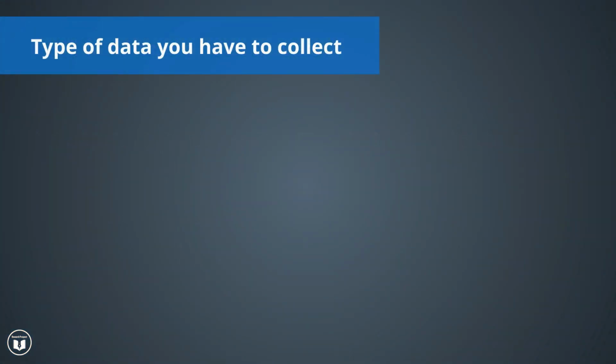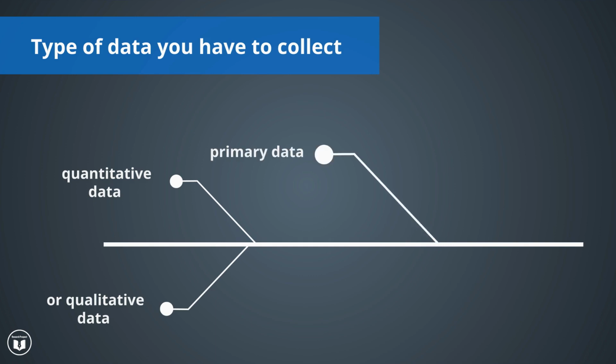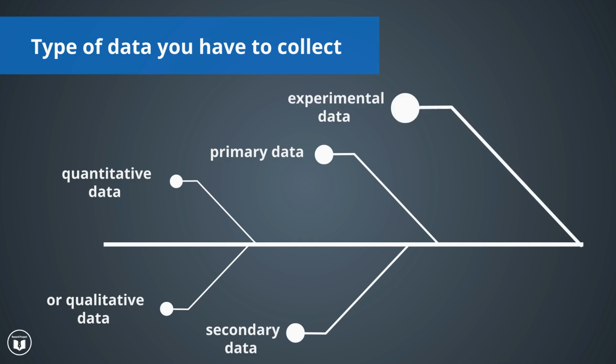Next, what type of data did you have to collect to achieve that aim? Did you need quantitative data, which is expressed in numbers, or qualitative data, expressed in words? Did you collect primary data by yourself, or use secondary data that was already collected by someone else? Did you gather experimental data, by intervening and measuring variables in a controlled situation, or did you collect descriptive data, by gathering observations without intervening?